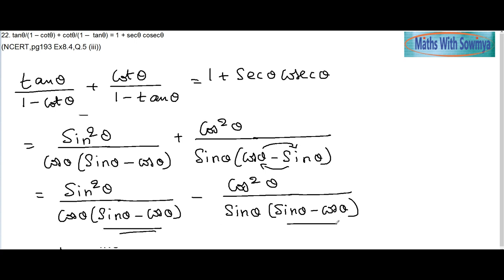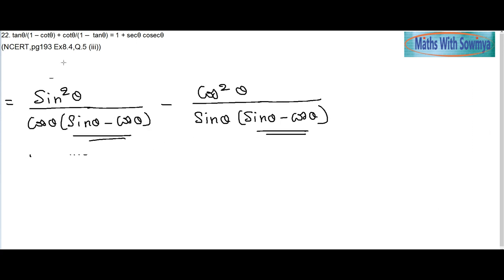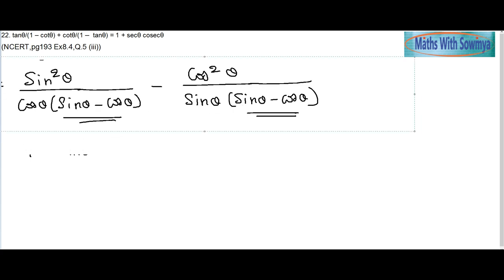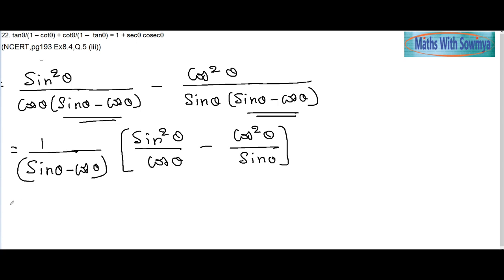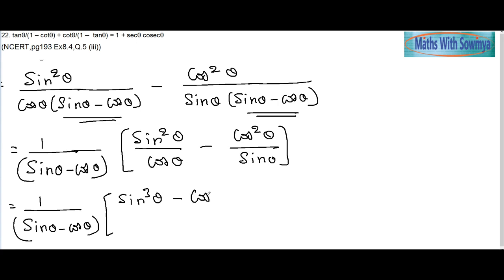Now this one, sin theta minus cos theta, is the common factor for me. So we can easily take the common factor. Now we can remove the common factor, 1 divided by sin theta minus cos theta. So here we will get 1 divided by sin theta minus cos theta as the common factor. Inside we are left with sin square theta by cos theta minus cos square theta by sin theta. Once again we can take the LCM here, sin theta minus cos theta as it is. Here the LCM will give us sin cube theta minus cos cube theta.